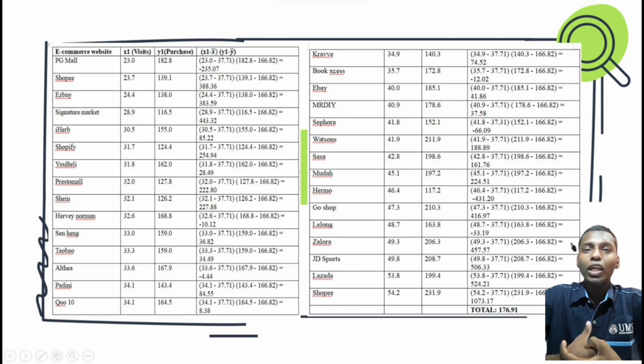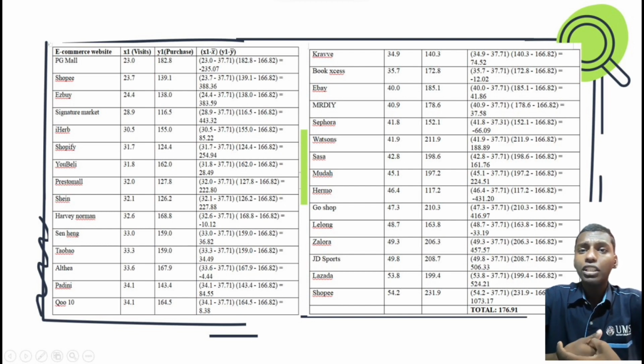So now I want to take randomly one of the e-commerce websites that show a negative and a positive value. For example, PG Mall shows a negative value of 235.07, which means the value is negative. It is big.